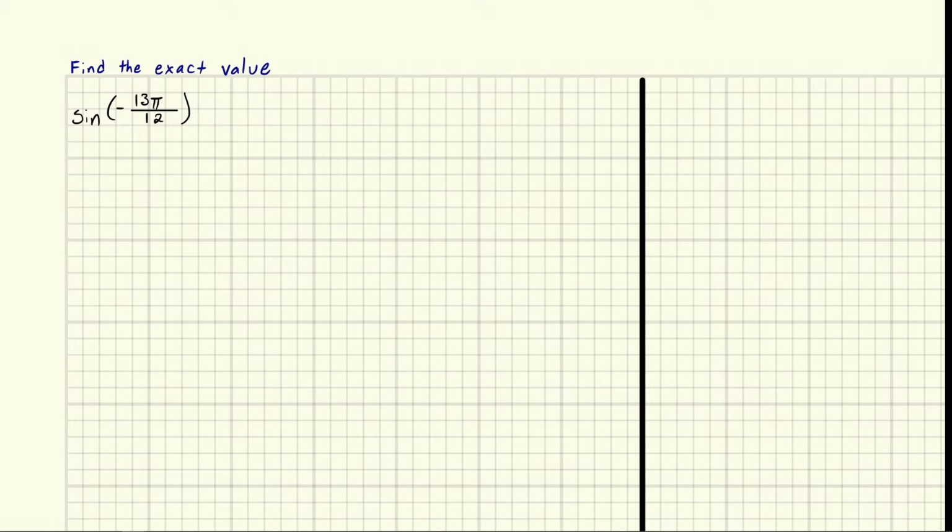Eric Burgess here, and we've been asked to find the exact value of sine of negative 13 pi over 12. Now, looking at this, we can recall a couple things. First, let's look at if this is even a reasonable value. Can we do this with a unit circle?